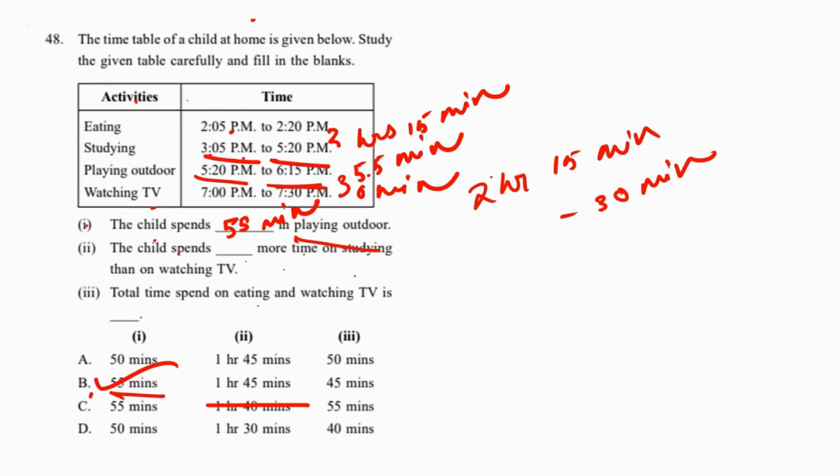So the third part isn't really required. Still, total time spent on eating. What's the time spent on eating? 15 minutes. And watching TV, 30 minutes. So 30 plus 15, 45 minutes. That's the answer.